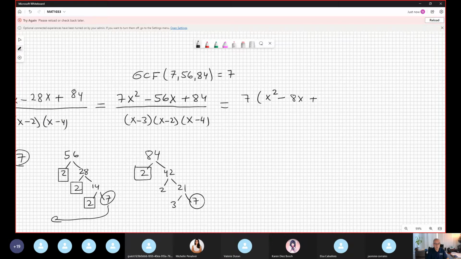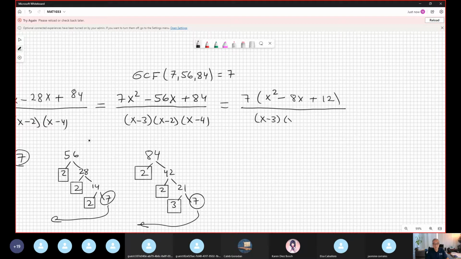So I put in the circle the factor that goes out. I put in the square the factor that stays inside the parentheses. 2 times 2 is 4, times 3 is 12, over x minus 3, x minus 2, x minus 4.